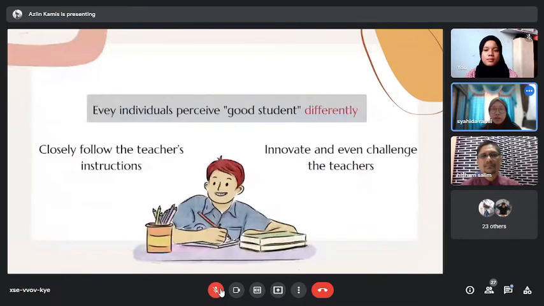Okay, like I said, some people will interpret the term good student differently. So this is some of the interpretation. For example, some students will think that a student who follows the teacher's instruction without questioning anything is being a good student. But some people will think that a student who challenges the teachers, questioning their credibility, is being innovative or being a good student. So there are many interpretations of good student. There's not just one interpretation. Okay, next.